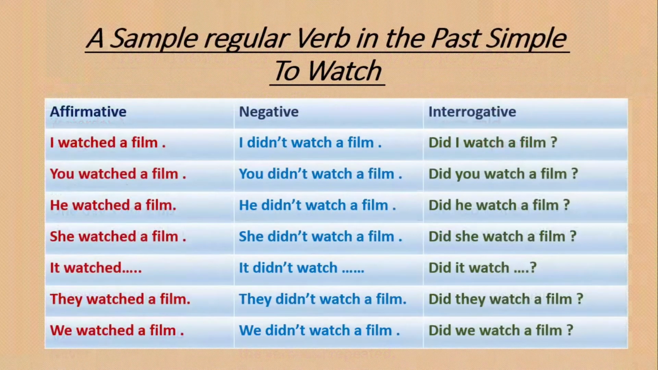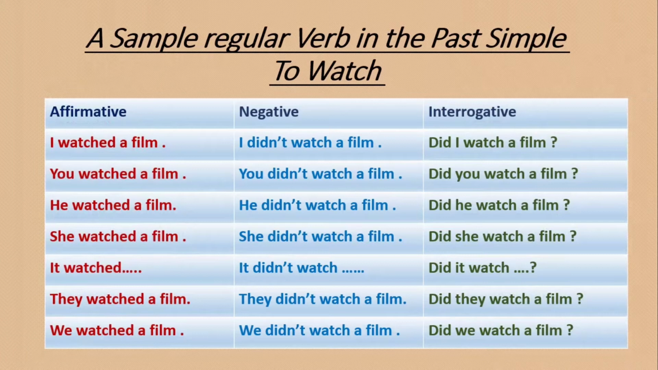Then I give you a sample verb. This is a regular verb, the verb watch, in the affirmative, the negative, and the interrogative. I watched the film. I didn't watch, did not, with the base form. Then the interrogative: Did I watch a film? Yes, I did. No, I didn't. You watched the film. You didn't watch a film. Did you watch a film? Yes, you did. No, you didn't.